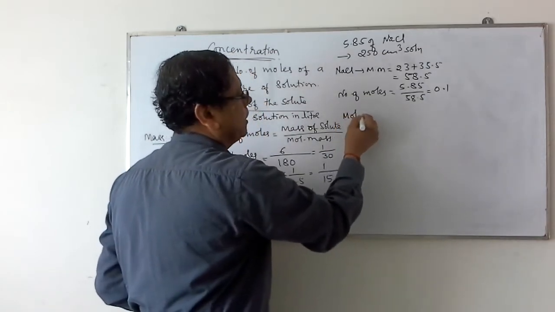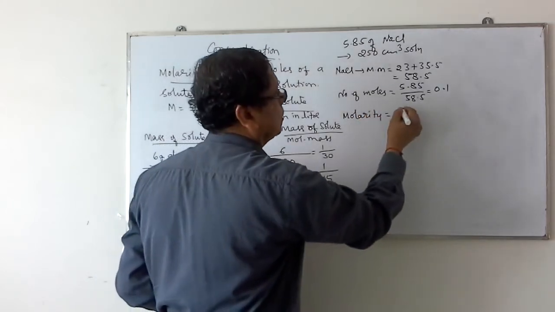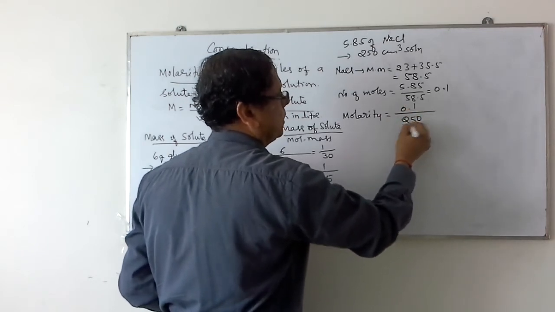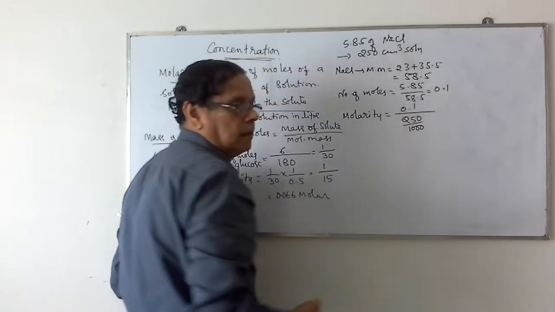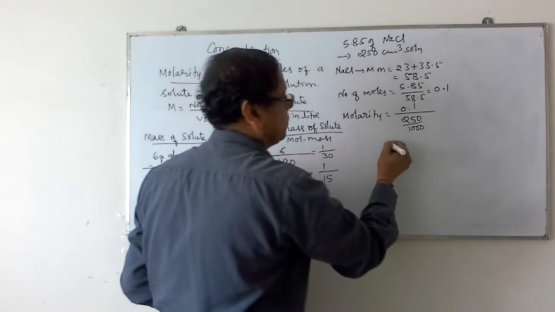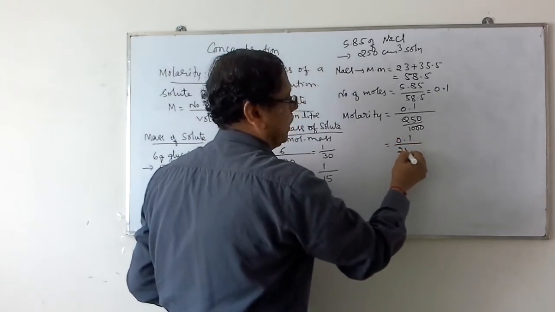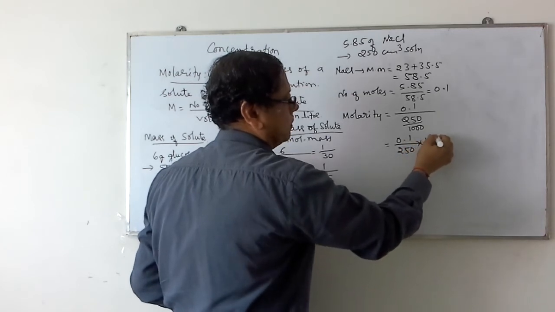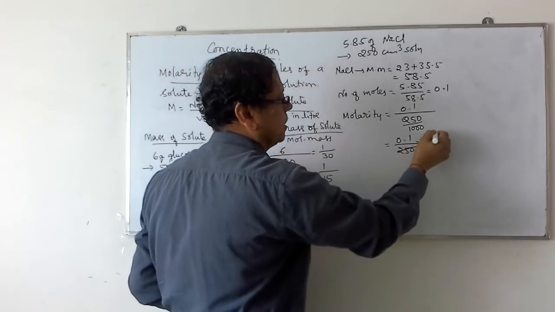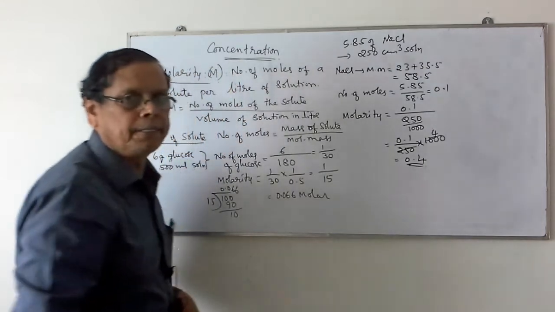Therefore, molarity of the solution is equal to 0.1 number of moles divided by 250 cm cube divided by 1000. To convert cm cube to liters, you have to divide by 1000. So this will be equal to 0.1 divided by 250 multiplied by 1000. The denominator will come to the numerator. This will be 4 times. Therefore, the concentration of the solution is 0.4 molar.